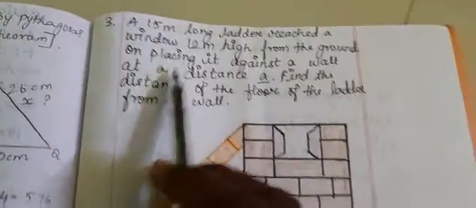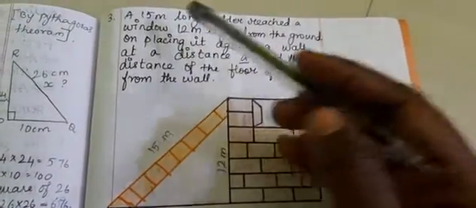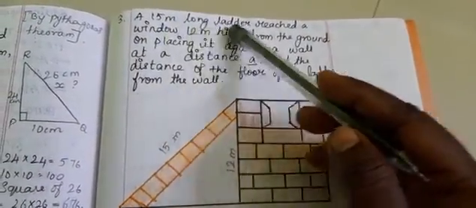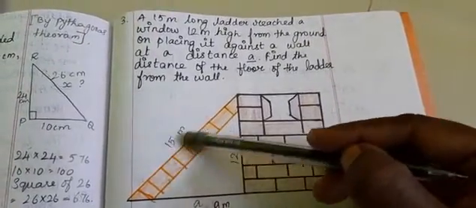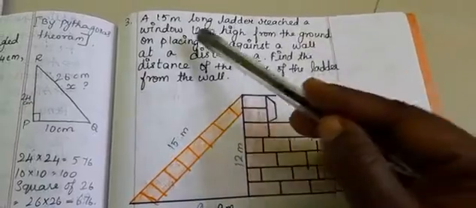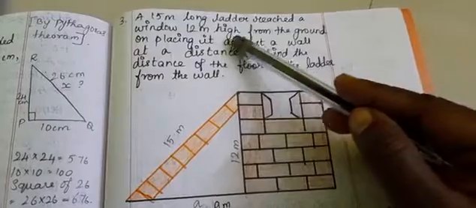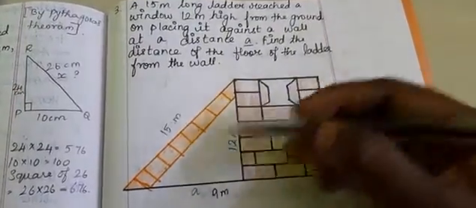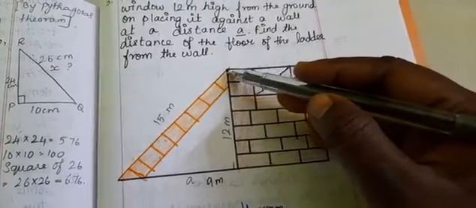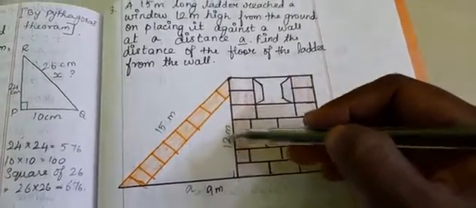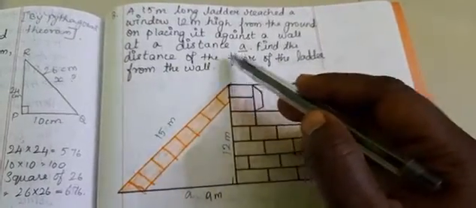Let us see question number 3. Kindly understand the question. These are real life application questions. A 15-meter long ladder. See, this is the ladder. The length of the ladder is 15 meter. It reached a window. Okay, there is a window. It reached the window at 12 meter height from the ground. So from the ground till the window is 12 meter. It is against a wall at the distance A.